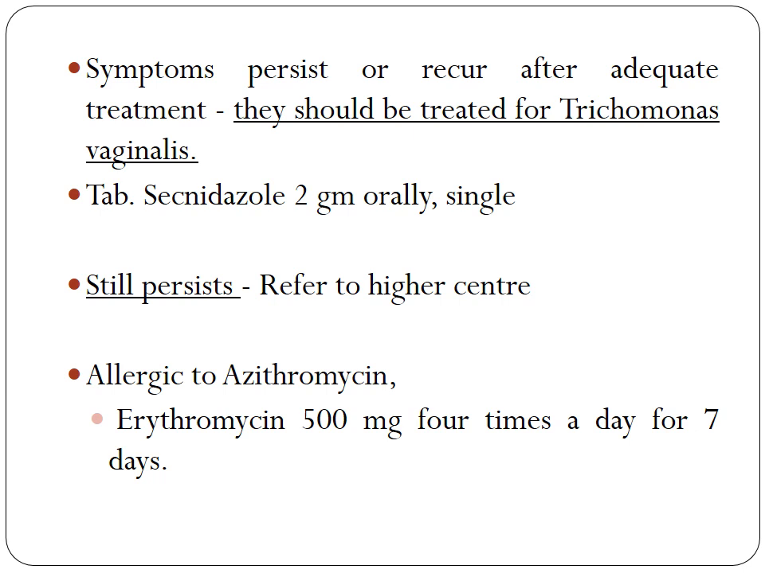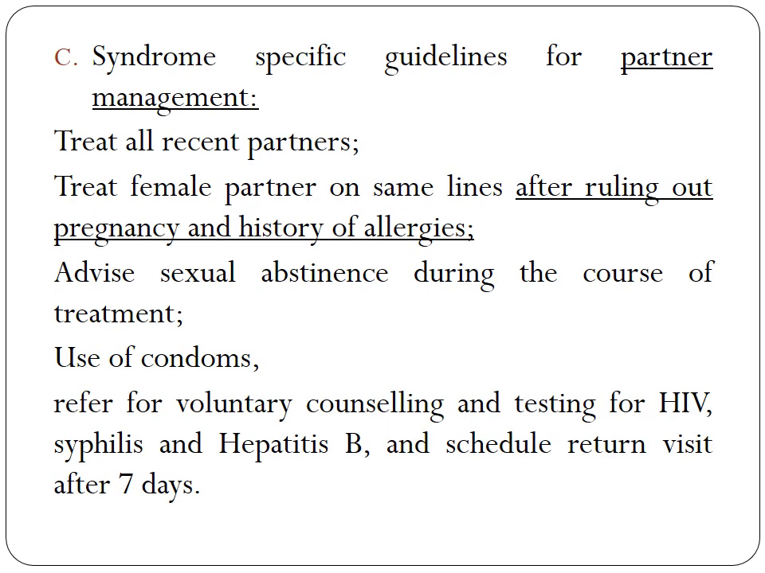And suppose an individual has an allergy to azithromycin, we use erythromycin in the dose of 500 milligram 4 times a day for 7 days. C is for syndrome specific guideline for partner management. We have to treat all the recent partners, treat female partners for the same infections, gonorrhea and chlamydia, on the same line, only after ruling out pregnancy and history of allergy.